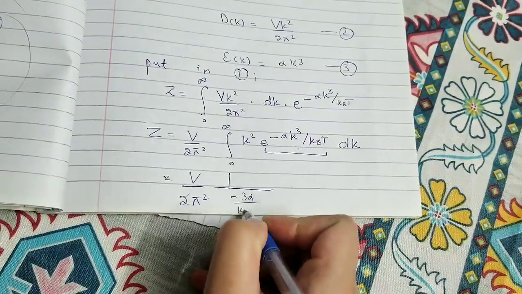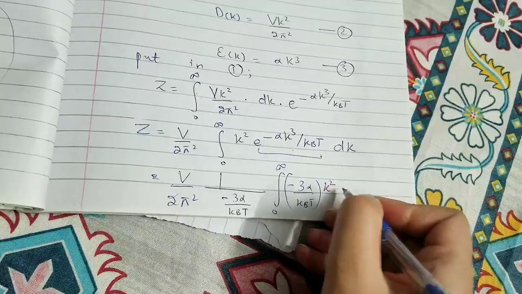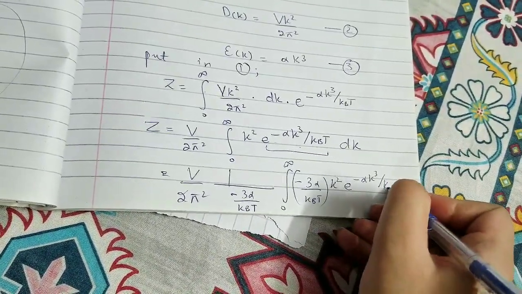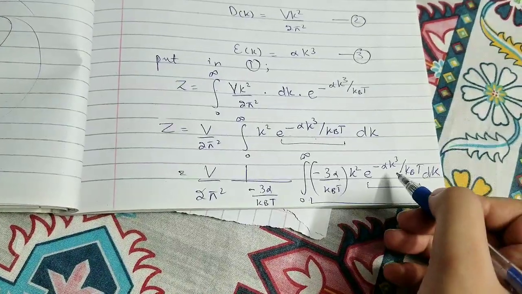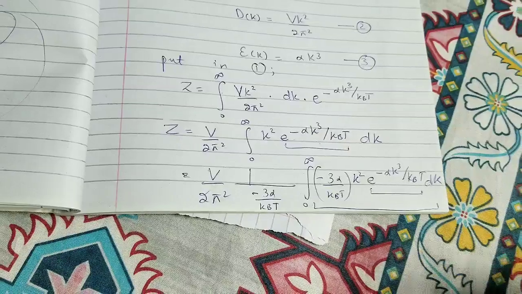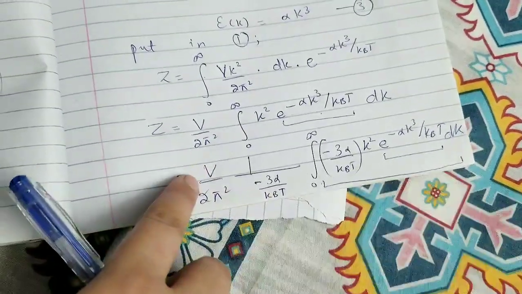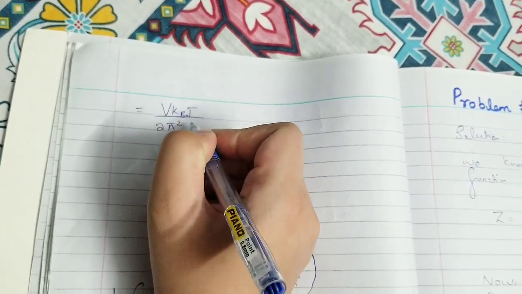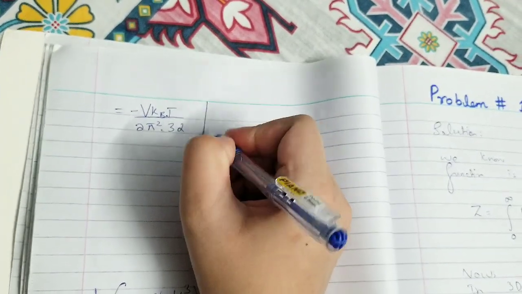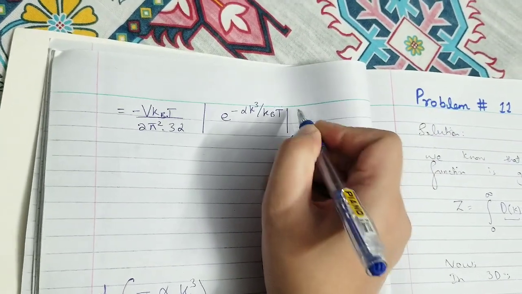It's minus 3 alpha by kbt outside the integral from 0 to infinity, minus 3 alpha by kbt inside the integral, and k square is already there. That's a good thing, kbt dk. So now we can write the integration of this thing to be equal to the exponential function itself, because the derivative of its power is accompanied by the exponential function inside the integral. So now we can write it equal to v by 2 pi square times this negative sign, I'm writing it right here, and this kbt, which is in the denominator of a denominator, will come in the numerator. So we have v kbt divided by 3 alpha and a negative sign here, and the integration here is e to the power minus alpha k cube by kbt.